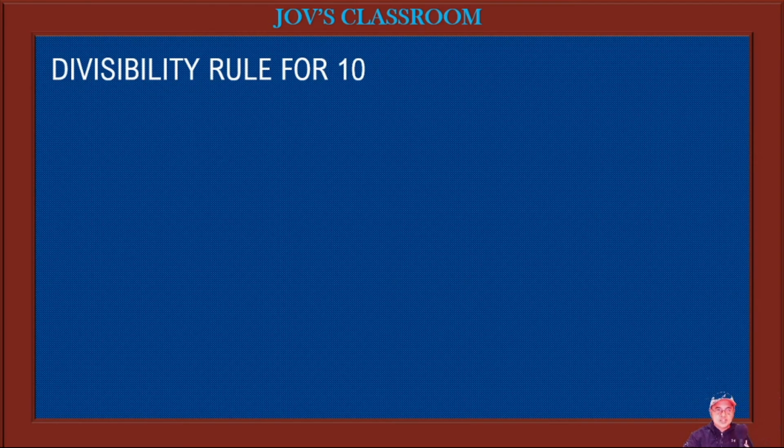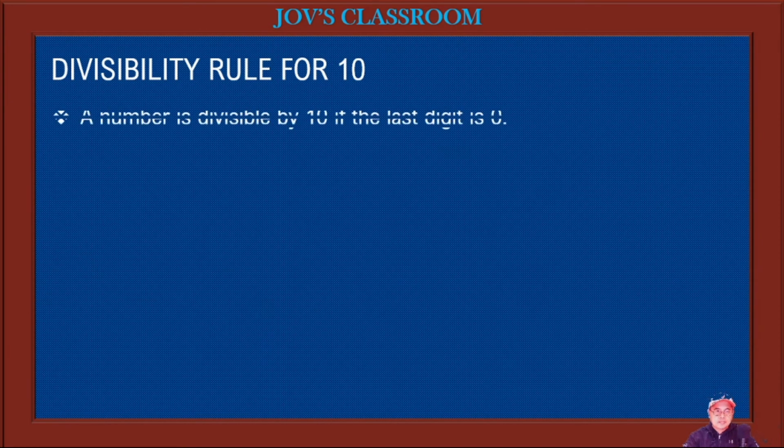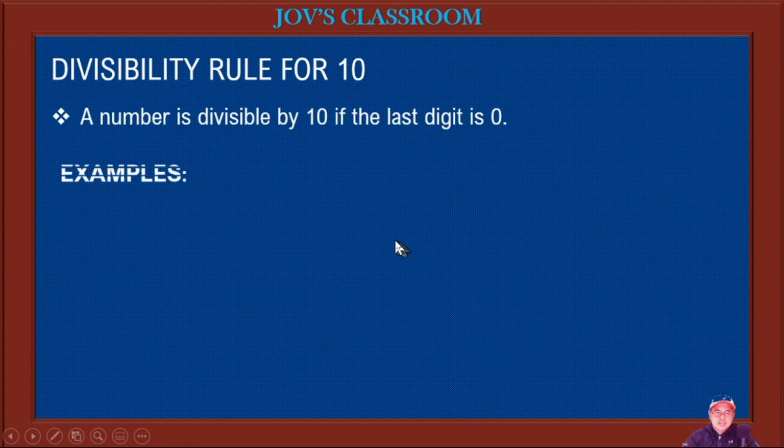Second to the last, the divisibility rule for number 10. A number is divisible by 10 if the last digit is 0. This is self-explanatory. If you have any larger number and you see that the last digit is 0, that is definitely divisible by 10.